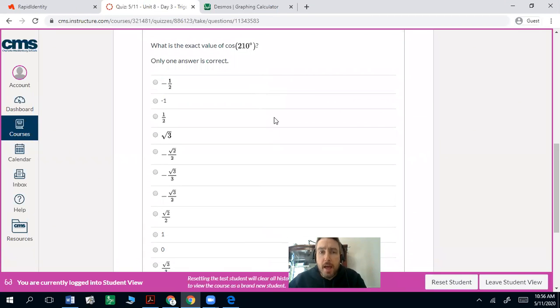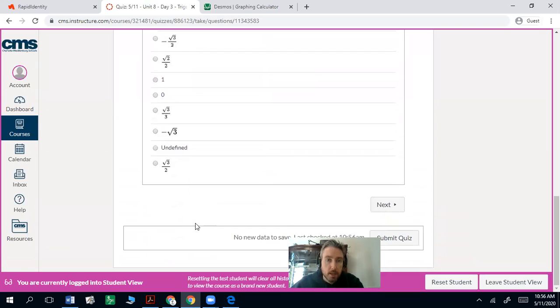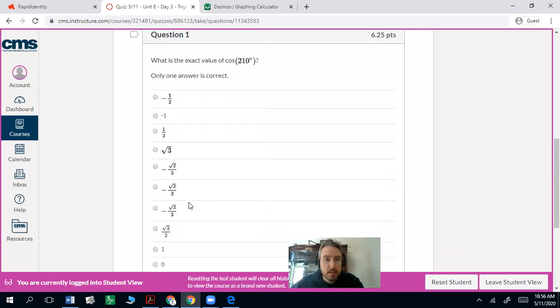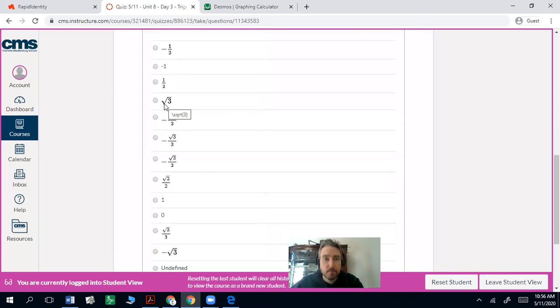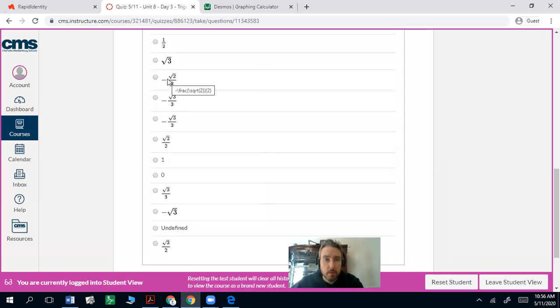So as I look through my answer choices, I know it's got to be a negative. I also can rule out some obvious ones, like negative 1/2. 1/2 is 0.5, so that would be negative 0.5. Negative 1 is not negative 0.866. So we can rule out all the ones that are 1/2, 1, or 0, and all the positive ones. So let's look down here at all the negative ones that have square roots.